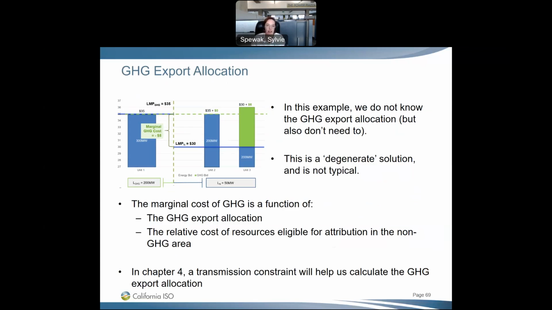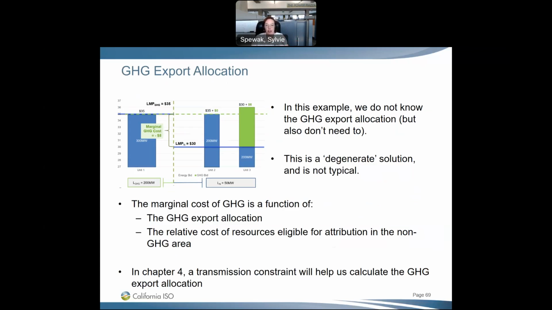And we call this a degenerate solution, where we get to a solution even though there were lots of different pathways toward it. In life and in electricity market optimization, we usually have to deal with a lot more constraints and a lot more information. So in Chapter 4, I'm going to be using a transmission constraint in order to help us more clearly calculate the export allocation and arrive at the marginal cost of GHG.